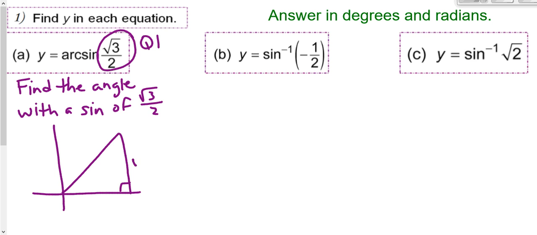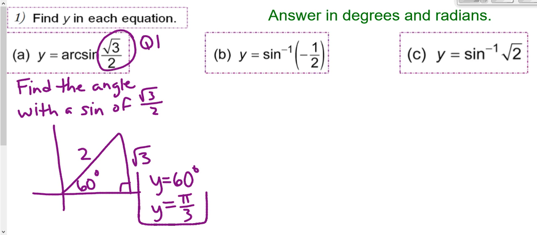the sine is the opposite over the hypotenuse, so you can label the sides. And now, can you tell what angle that is based on all your experience with those triangles? Hopefully you can tell that that would be a 60-degree angle. And then we're going to answer in radians as well. So we can say that y is 60 degrees, and in radians, y is pi over 3. That's how you do that problem.